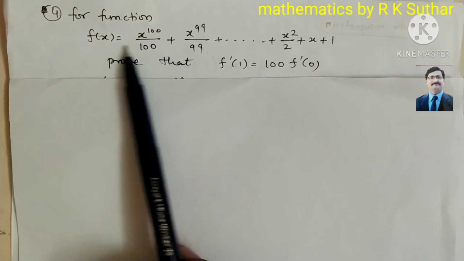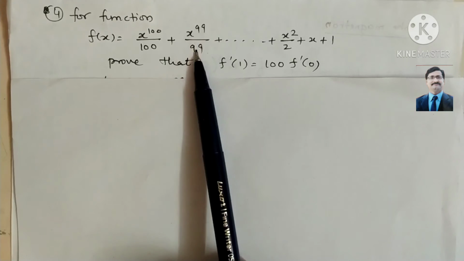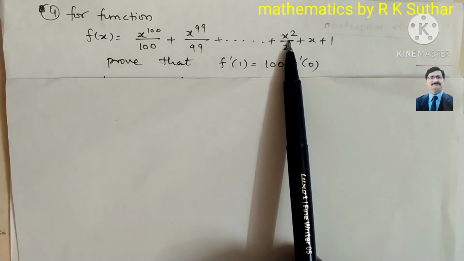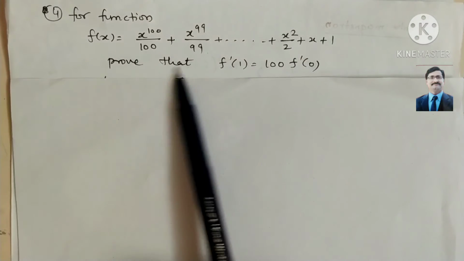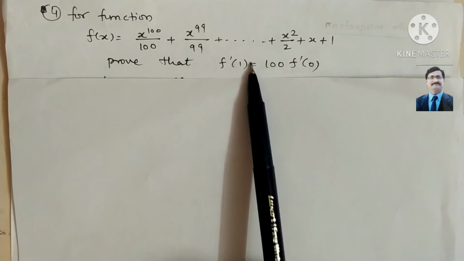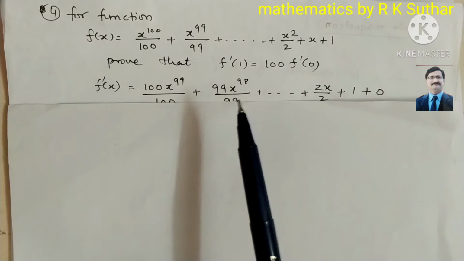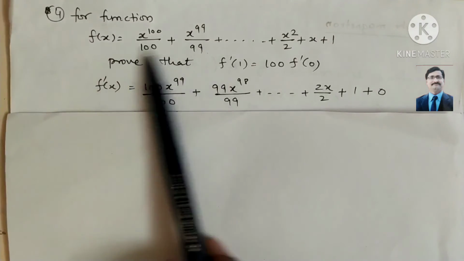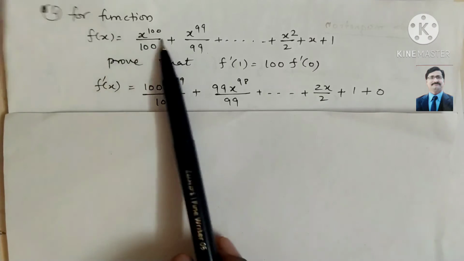For the function f(x) = x^100/100 + x^99/99 + and so on up to x^2/2 + x + 1, we have to prove that f'(1) = 100 f'(0). Here the dash means differentiation. So first of all we will find f'(x). f'(x) means we have to differentiate this. We differentiate both sides.